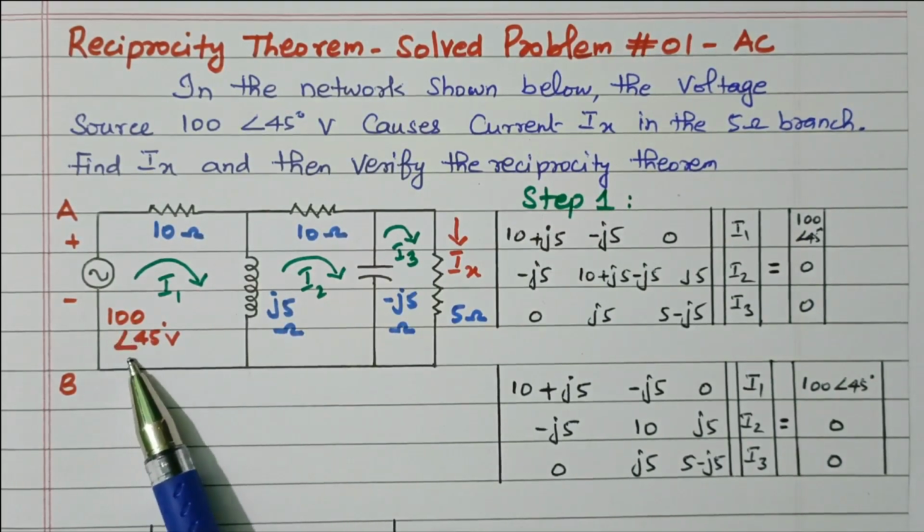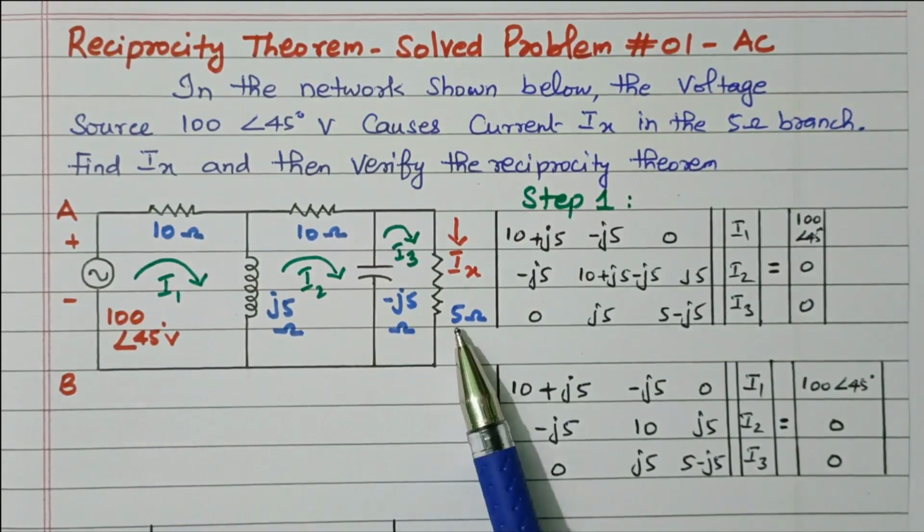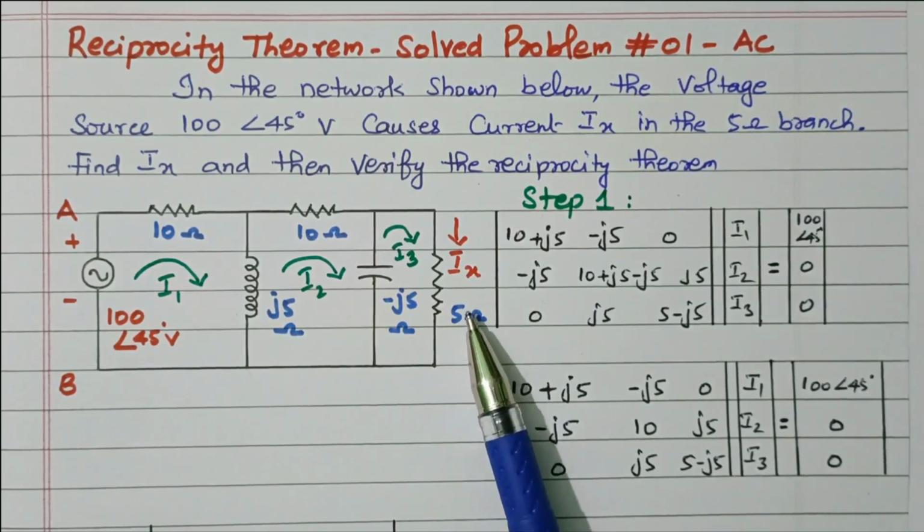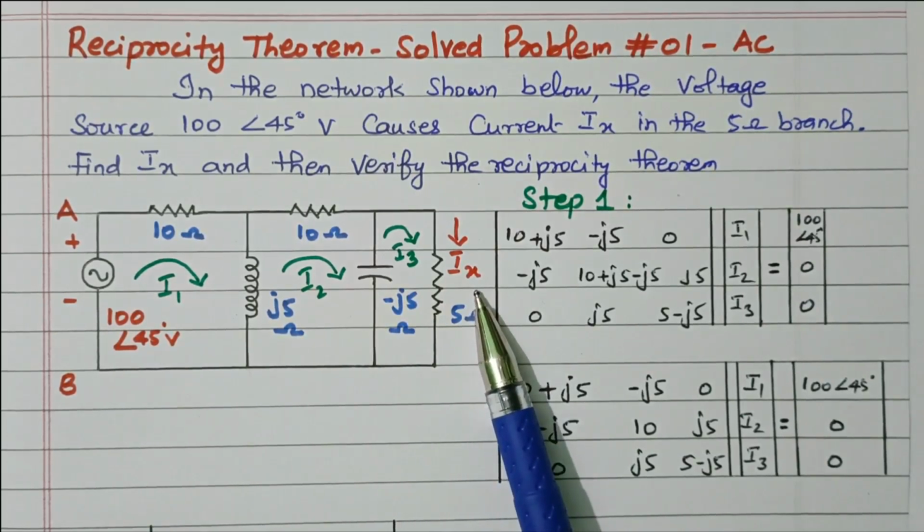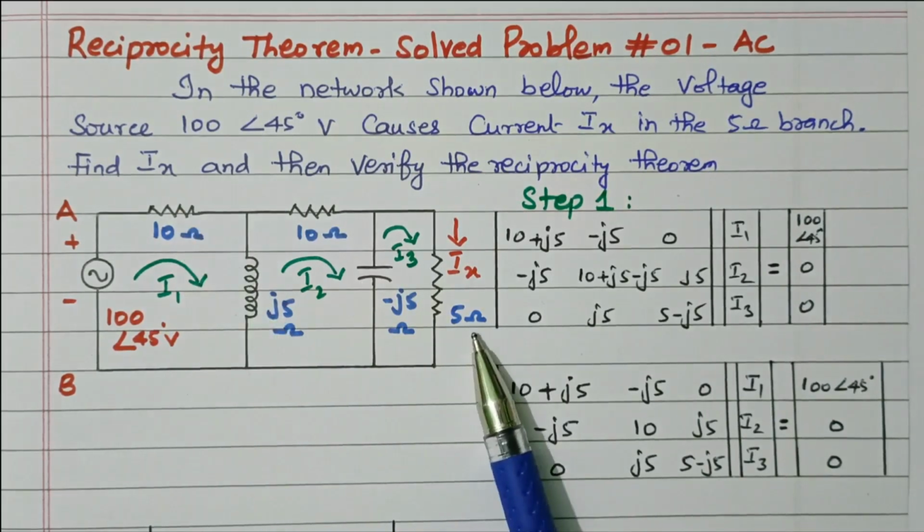In loop 1, a voltage source is available. In loop 3, the 5 ohm is available. Through the 5 ohm, the current flowing is Ix. We need to find the value of Ix, and also we need to verify the reciprocity theorem.